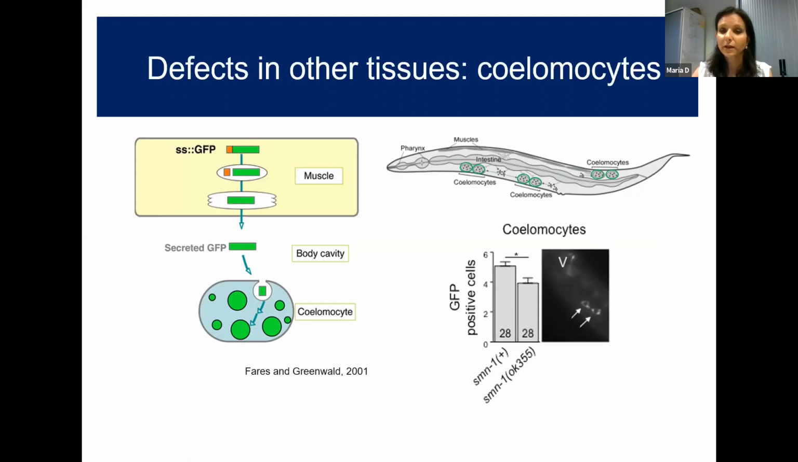And again, we can use the genetic tools in C. elegans. We can make them green by expressing the green fluorescent protein in the coelomocytes. So what we're looking at is how many green cells can I see when the SMN levels drop? And you can clearly see on this chart here that when SMN levels drop, the number of GFP positive cells was dramatically reduced, telling me that coelomocytes that are important for endocytosis are also affected when SMN levels drop.